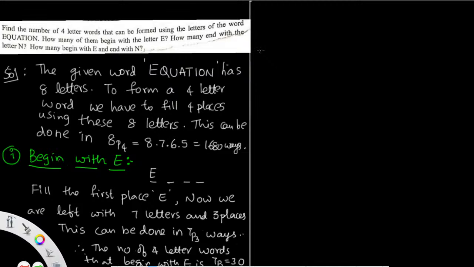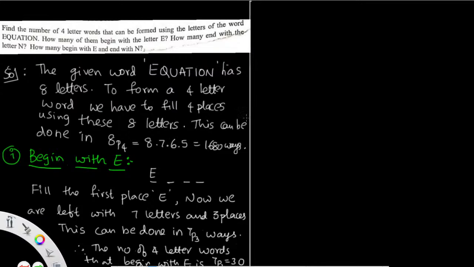Just reading the question first. Find the number of 4-letter words that can be formed using the letters of the word EQUATION. How many of them begin with E, and how many of them end with N? And third question, how many begin with E and end with N?